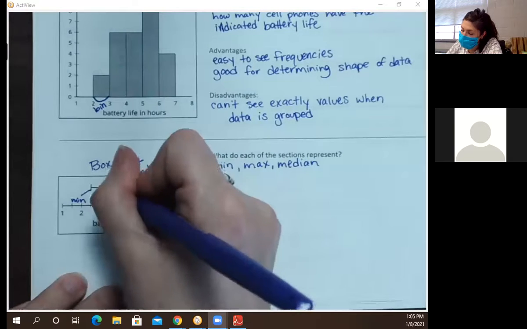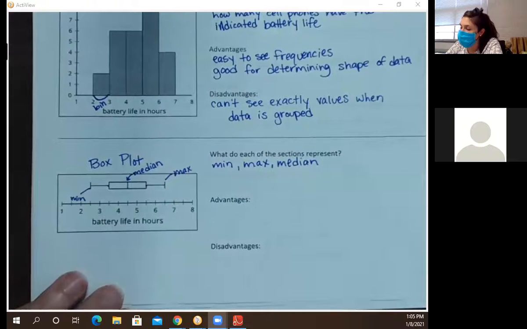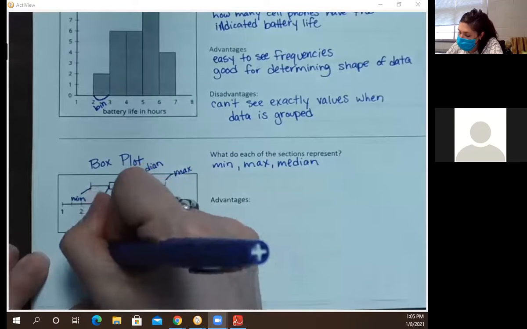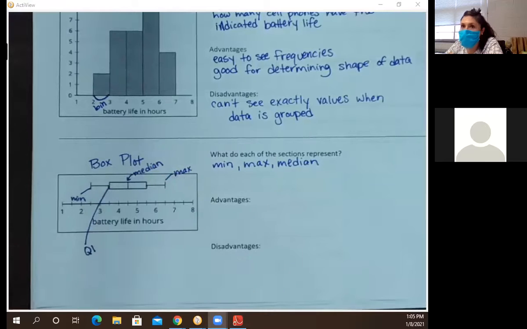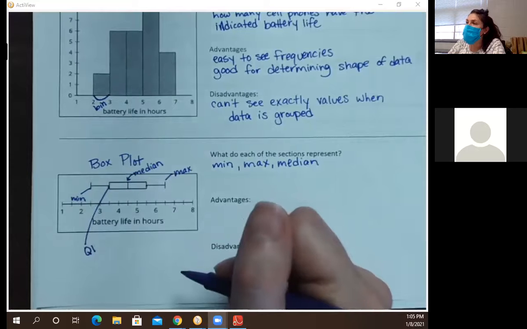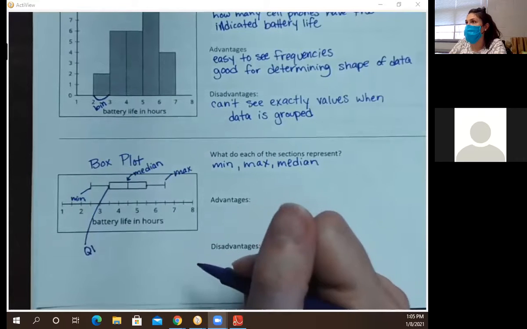And then these other two sides, the left and right sides of my box, are also important pieces of information. So the left side is what we call Q1, or the first quartile. What we're essentially doing when we create a box plot is taking our data and dividing it into fours. I divide it into 4 equal groups.